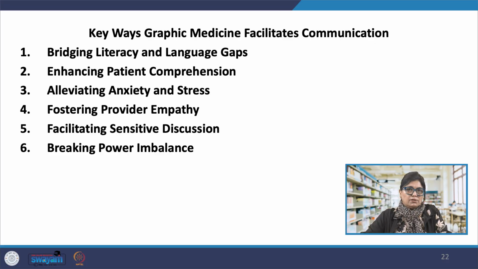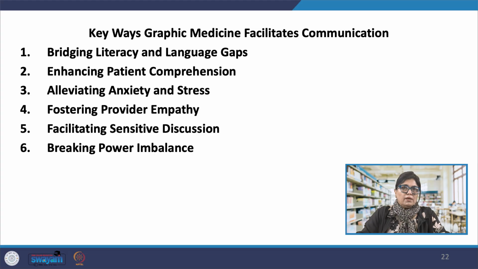Alleviating anxiety and stress. Through relatable characters and narratives, graphic medicine can normalize medical experiences, reducing fear for patients awaiting procedures like biopsies or surgeries. Fostering provider empathy. For medical students and professionals, reading graphic pathographies, illness memoirs, offers deep insights into the patient's lived experience, helping them move beyond clinical knowledge to a more compassionate, patient centered ethic of care.